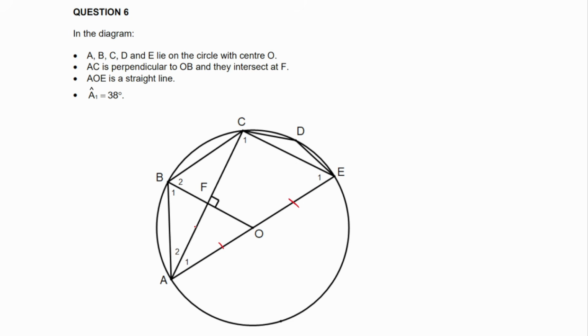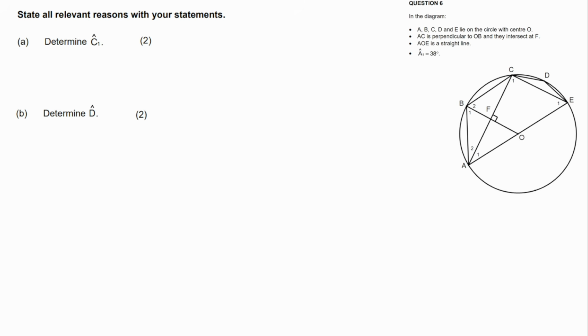We're also given that AC is perpendicular to OB. That's given here by this right angle over here. So AC is perpendicular to OB and they intersect at F. AOE is a straight line. And A1 is 38 degrees. So again, very important. This A1 is equal to 38 degrees. They haven't shown that this is 38 degrees, so it's really important we read that information so we don't miss it, because we're obviously going to need that later. Okay. Now we get into the questions, and again, reasons for statements.